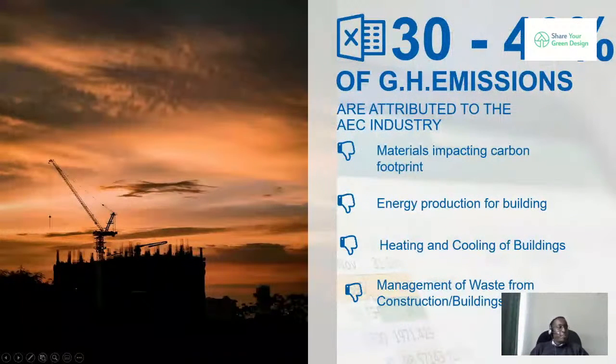And definitely, from what we have researched and what we have seen, about 30 to 40% of all greenhouse emissions are attributed to the architecture, engineering, and construction industry. This is because the choice of materials that we use in all construction processes impacts the carbon footprint of your specific project. We also have energy production for buildings, which leads to the use of methods that continually harm the environment, and also providing heating and cooling for buildings, and management of waste during the construction process, and management of waste from construction and buildings. All these factors contribute to about 30 to 40% of total emissions, which really is a huge number if we were to look at it in terms of the impact.